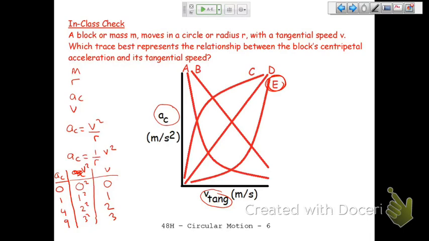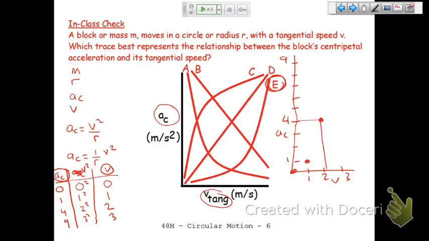But the fact is, you're plotting AC against V, not V squared. And so it goes 0 and 0, 1 and 1, 2 on 4, 3 on 9. Oh yeah, look at that. It's E.